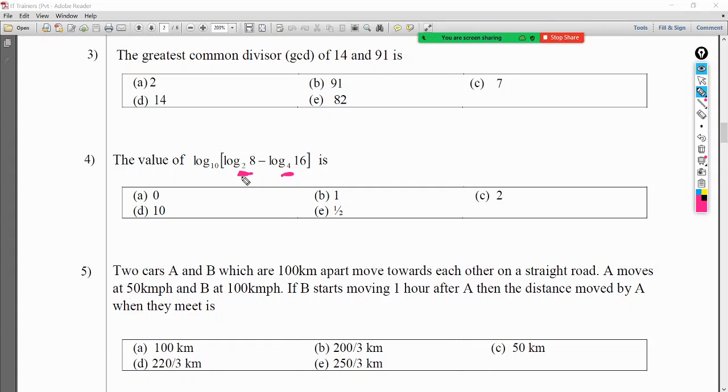So the best thing we can do is, let's simplify this later. Convert one of those into the other one. I think we'll convert log 4 into log 2.